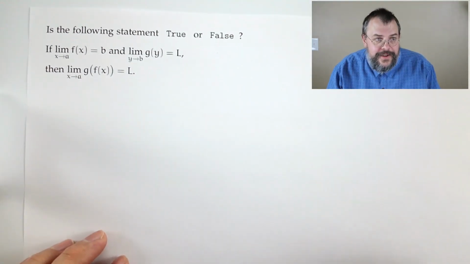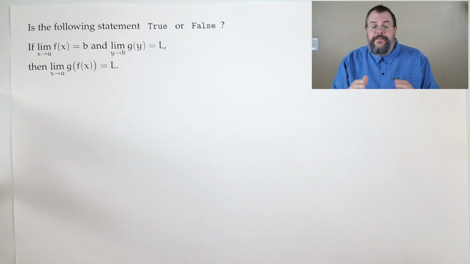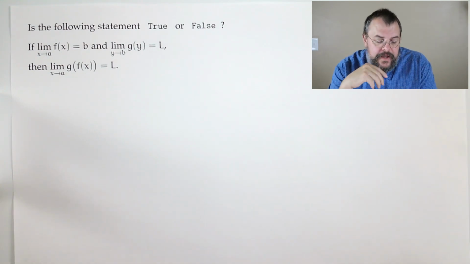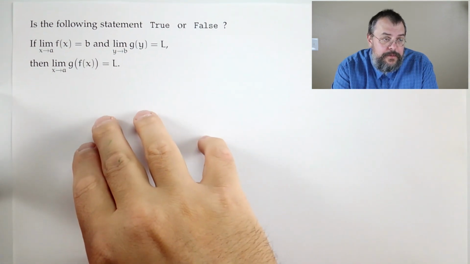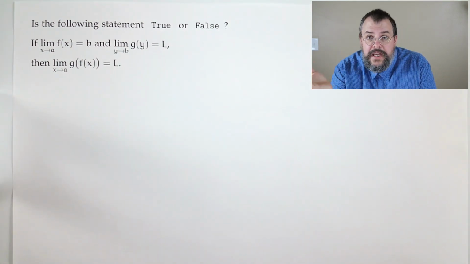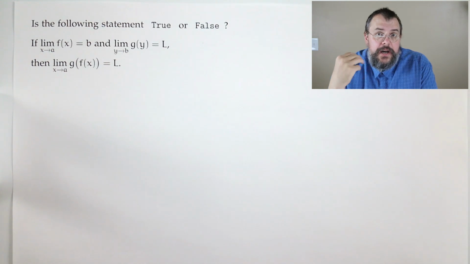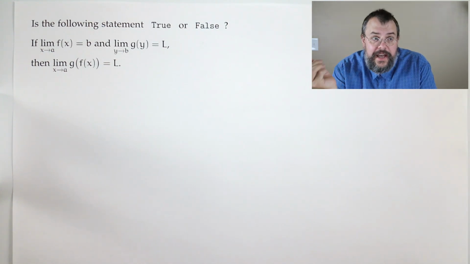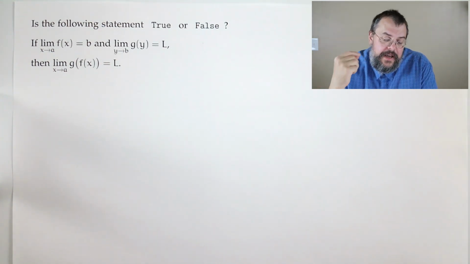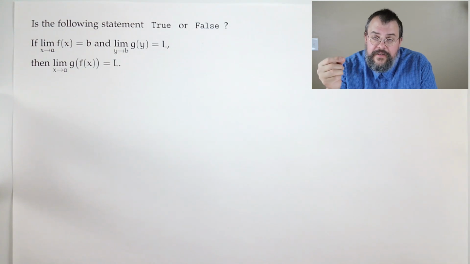Okay. One last question. And here it's true or false. So we've got a 50-50 chance. Is the following true or false? If the limit as x approaches a of f of x is equal to b, and the limit as y approaches b of g of y equals L, then the limit as x approaches a of g of f of x is equal to L.